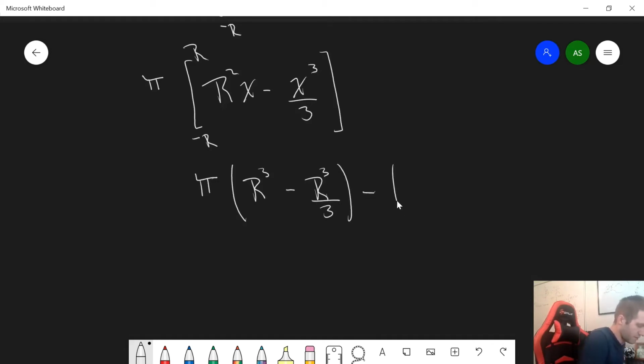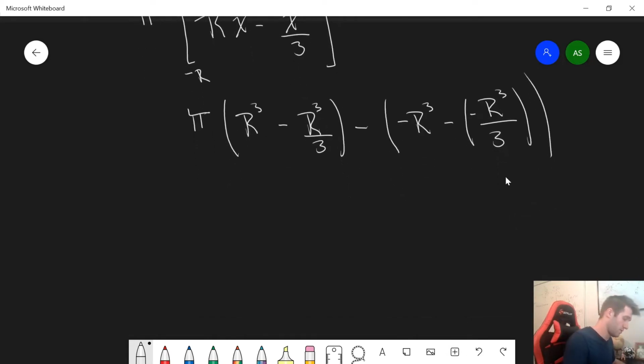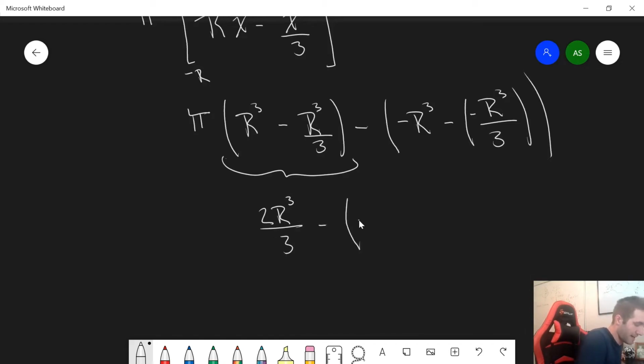And then minus negative R cubed minus R cubed over 3. Okay, so now what we can do is, of course, simplify this out, and this one right here is going to be 2R cubed over 3, and that is going to be subtracted from negative, so this one is going to be negative 2R cubed over 3.